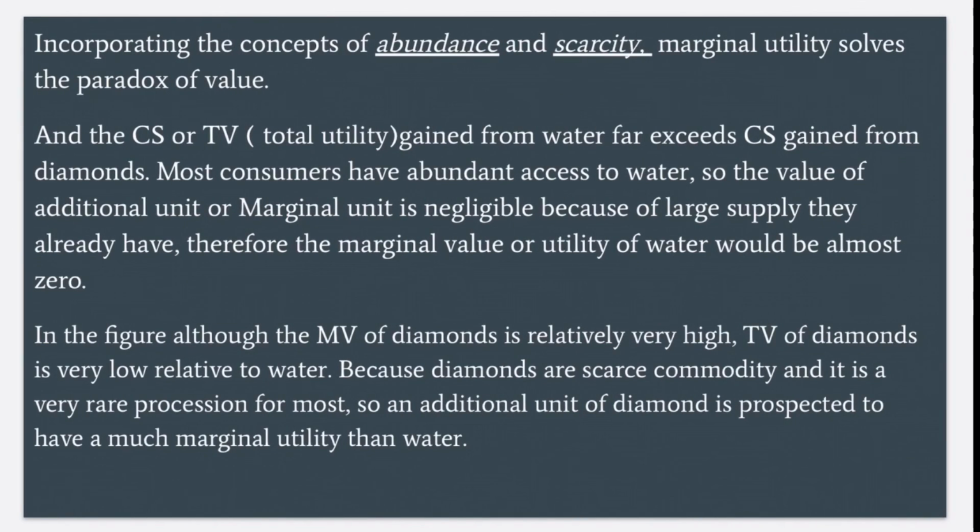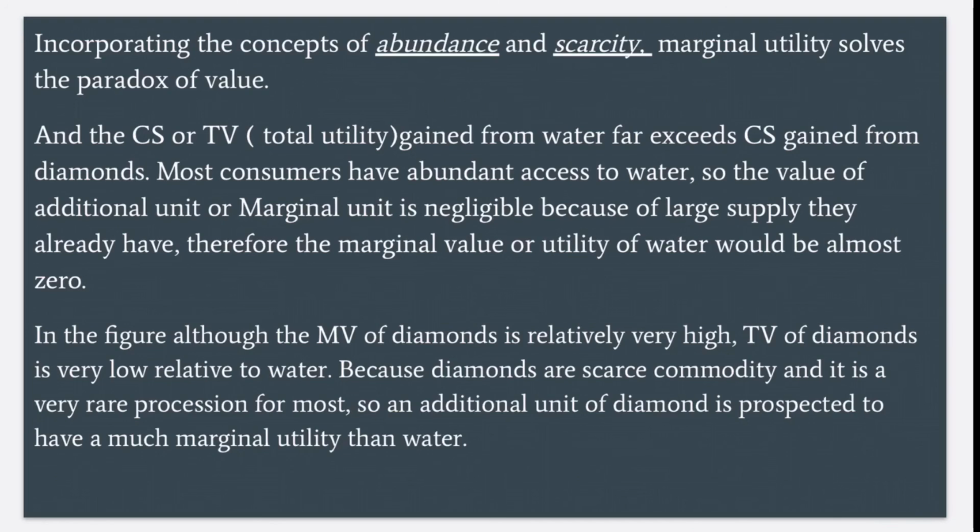Incorporating the concept of abundance and scarcity, marginal utility solves the paradox of value. The CS, or total utility, gained from water far exceeds that gained from diamonds. Most consumers have abundant access to water, so the value of an additional or marginal unit is negligible because of the large supply they already have. Therefore, the marginal value or utility of water would be almost zero.